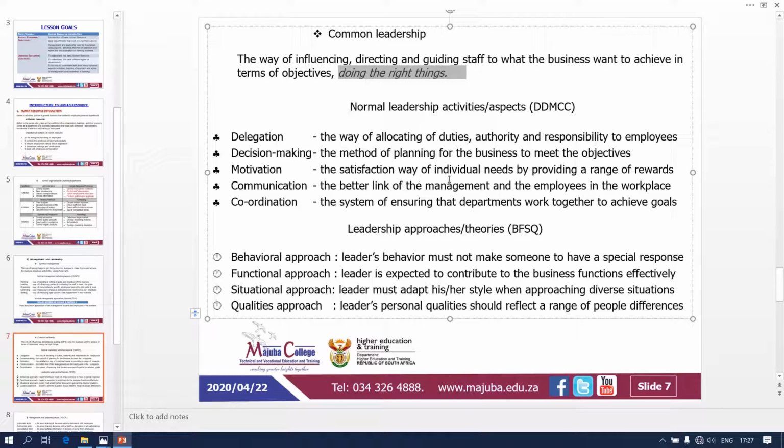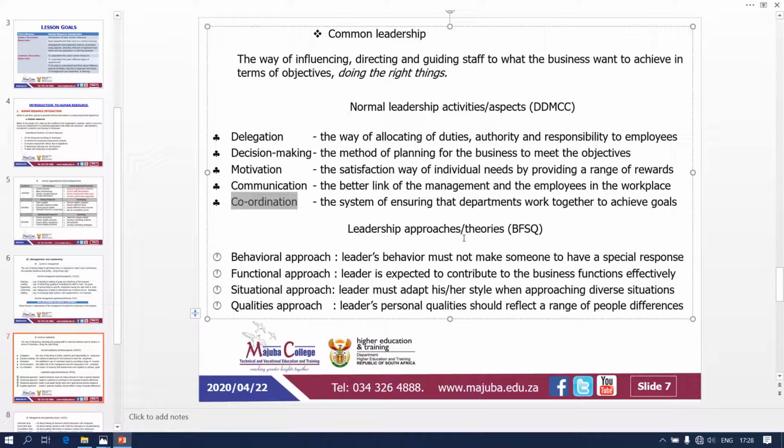Motivation: satisfying individual needs by providing a range of rewards. How are you motivating your staff? Are you giving them money? Are you motivating them by doing what? Right? Communication: the better link of management and employees. How do you communicate? Is there a link between you and your employees? Remember, it's not limited to leadership. Management also needs to do this, but some don't want to do this. They focus on the first 5. Okay? Coordination: the system of ensuring that departments work together. This is the application, where when I looked at this one, I said this one is for farming. You need to make sure about your staff.